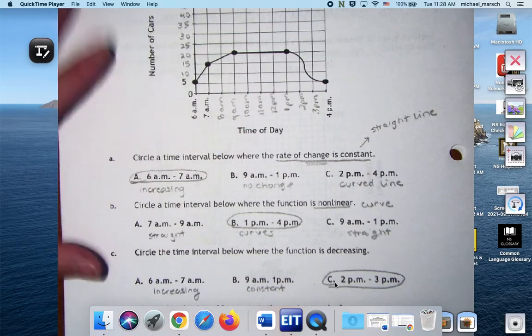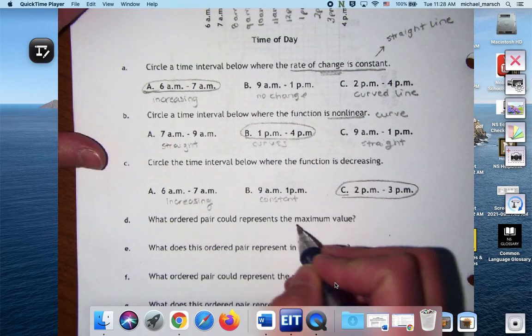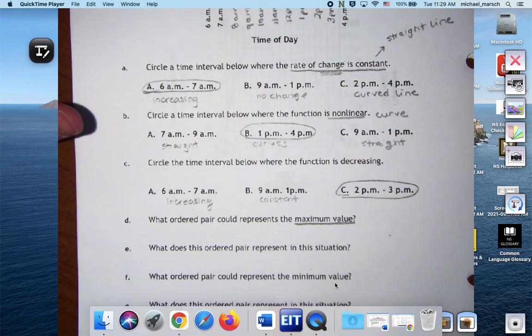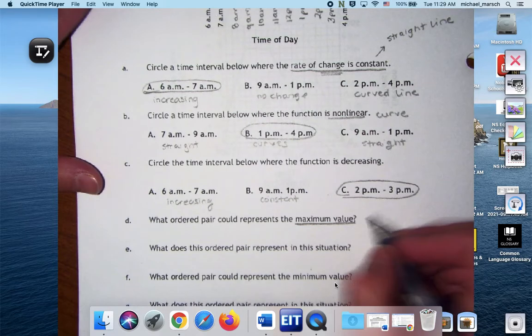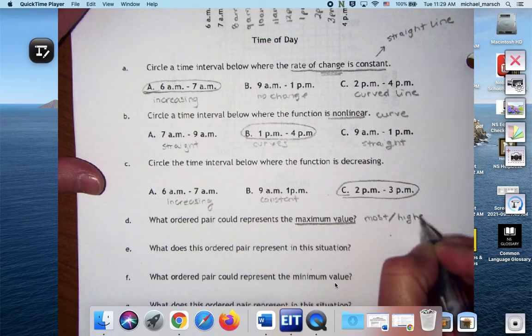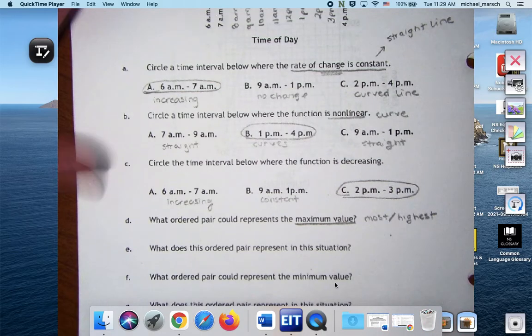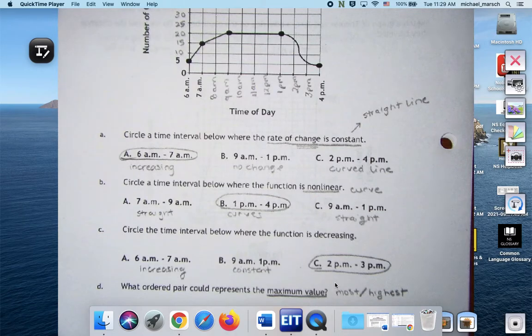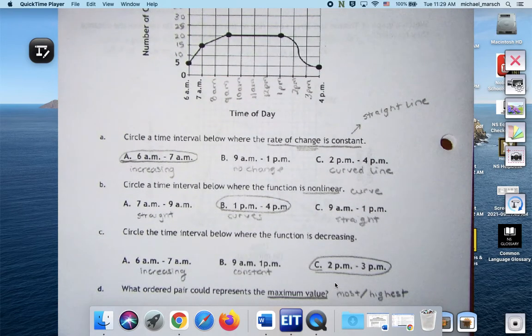Okay, now something a little new. We're going to talk about maximum values. What does the word maximum mean? Most, highest, right? So what ordered pair could we use? And there's several you could choose from, but pick an ordered pair that would represent the most on the graph. What do you think? Maddie? 9 a.m. till 1 p.m.